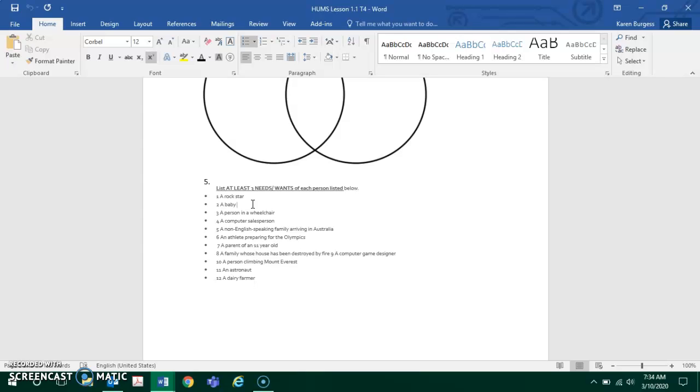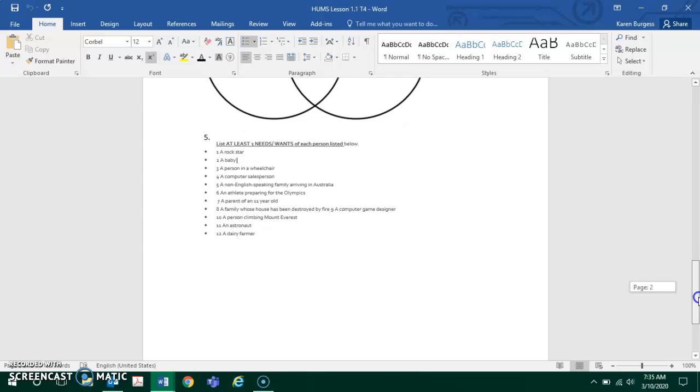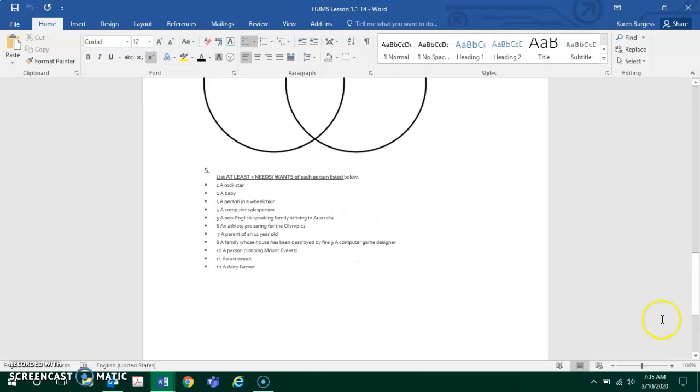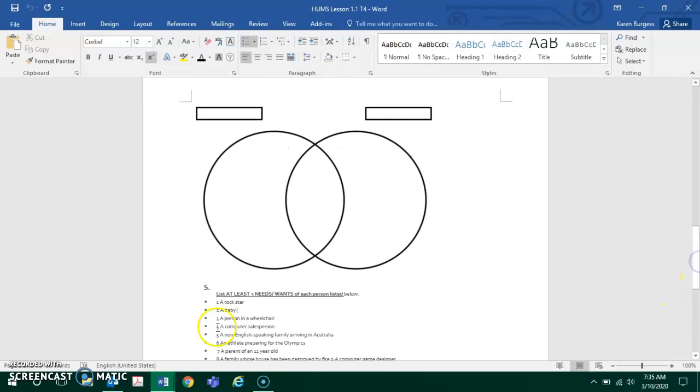A want could be, well, it wants to be cuddled, or it wants its favourite toy all the time, or something like that. Okay, so it's either 3 needs or 3 wants, or you can do a mixture of the two, but really you need to only add 3 things for each. Okay, so that's what you're working on today for Humanities.